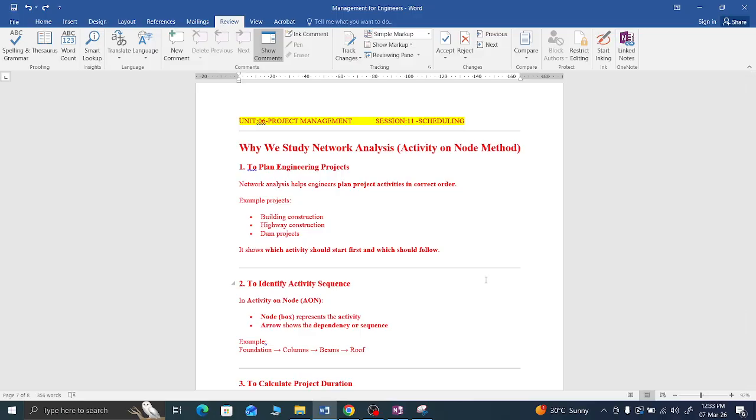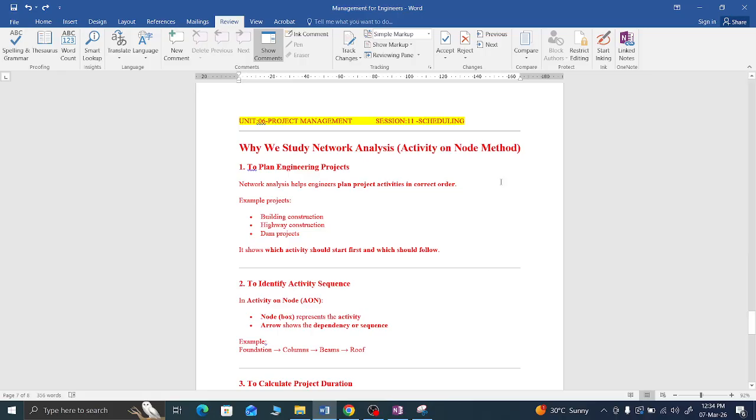In our project management for engineers subject, Unit 6 Project Management, under that, session 11 Scheduling. So here today I am going to discuss the network diagram concept, the relevant questions and other things. I will also discuss the past paper questions, from the 2020, 2024 and 2025 papers.